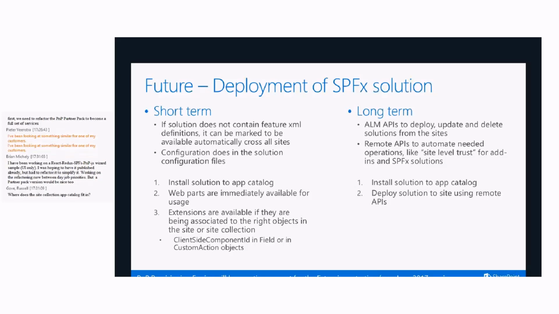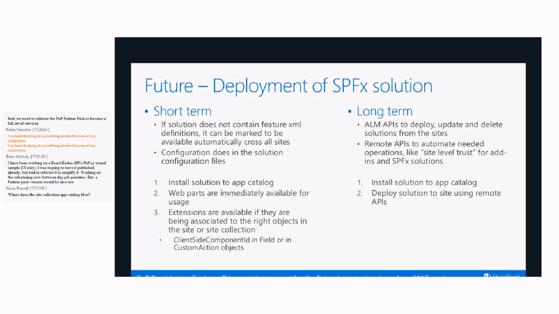So in that case, you can install the solution to the app catalog and deploy a solution at the site using remote APIs, and then poof, stuff will start lighting up. As a small note on here, the PnP provisioning engine already has native support for the extensions. So essentially, the client-side component ID support starting from the June 2017 version.